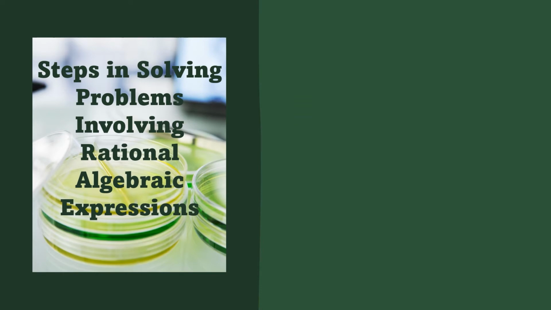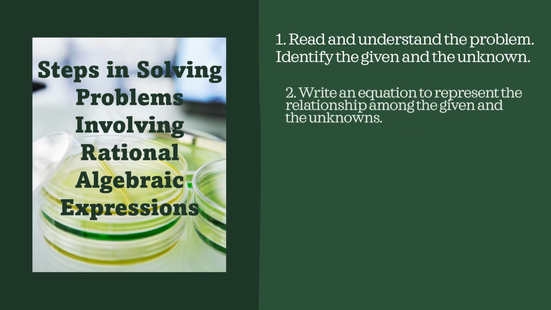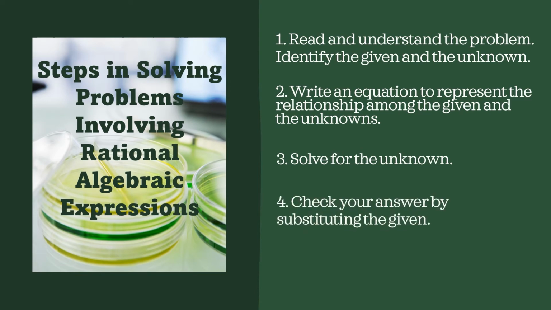Here are the steps in solving problems involving rational algebraic expressions. Step 1. Read and understand the problem. Identify the given and the unknown. Step 2. Write an equation to represent the relationship among the given and the unknowns. Step 3. Solve for the unknown. And step 4. Check your answer by substituting the given.